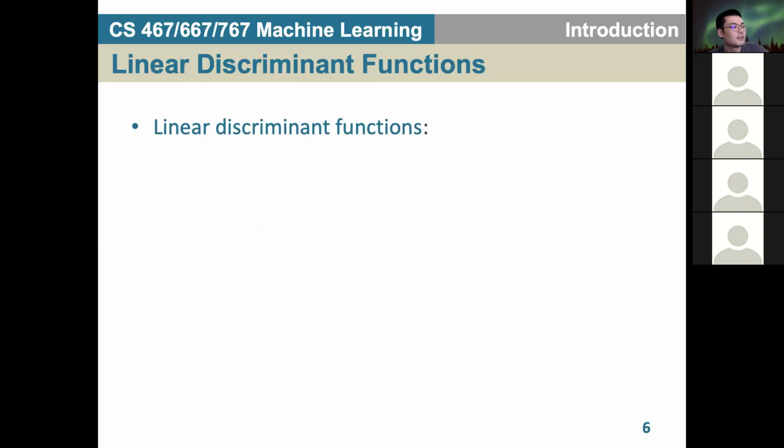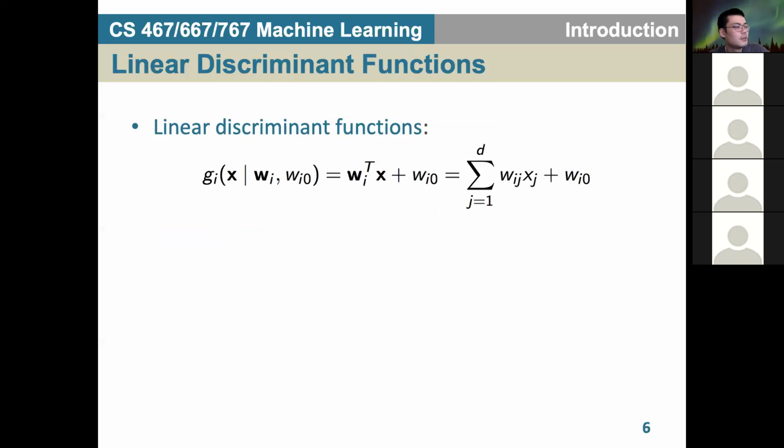Okay, let's continue then. So now let's consider the simplest form of discriminant function. Here g_i(x) is the score of x for class i. This is determined by only two terms, Ax plus B. This is a linear function.